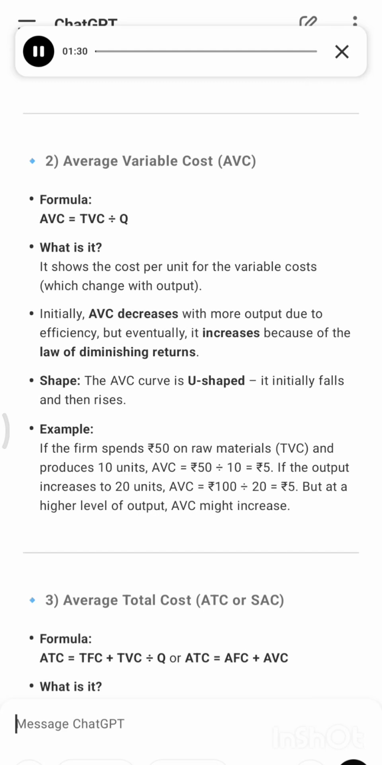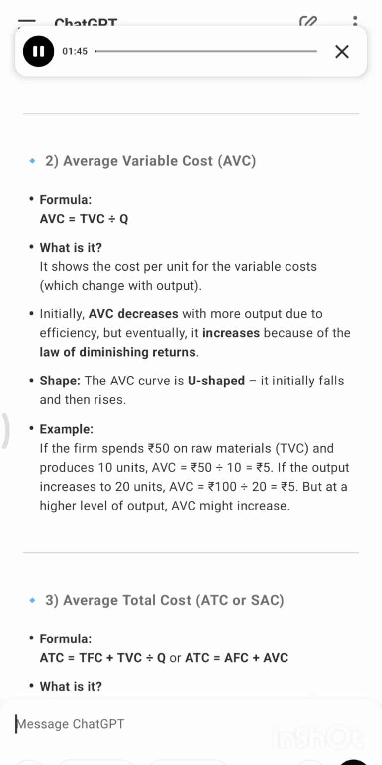Example: if the firm spends 50 on raw materials, TVC, and produces 10 units, AVC equals 50 divided by 10, which equals 5. If the output increases to 20 units, AVC equals 100 divided by 20, which equals 5, but at a higher level of output, AVC might increase.